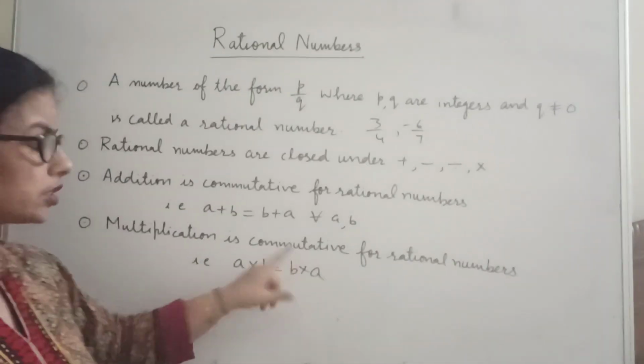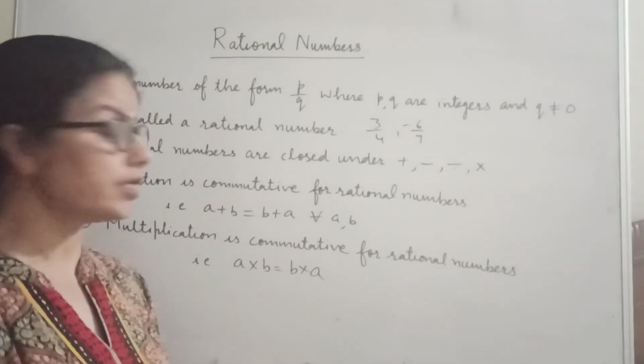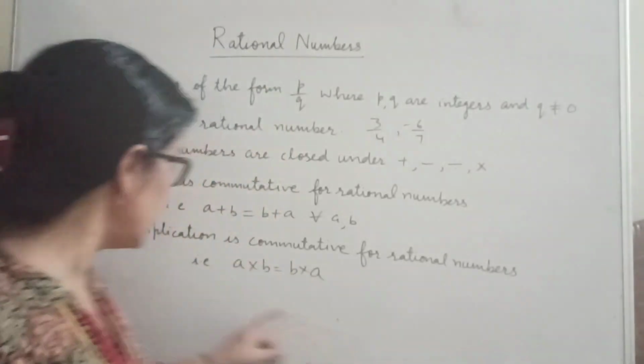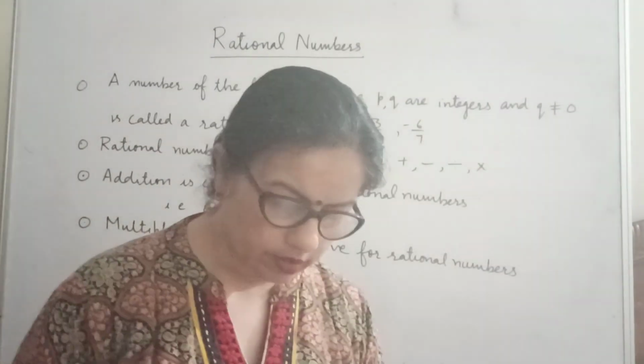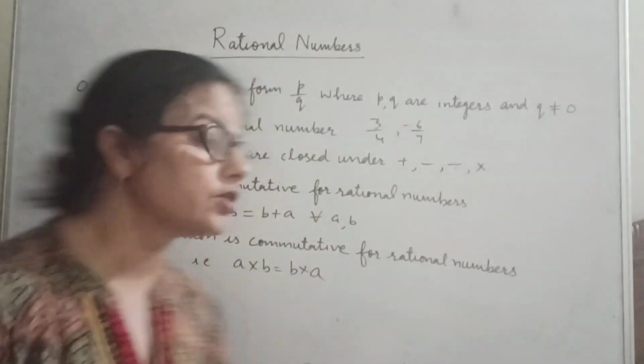Next is multiplication is commutative. Multiplication is also commutative for all A and B. A multiply B is equal to B multiply A. 3 4s and 4 3s is the same.